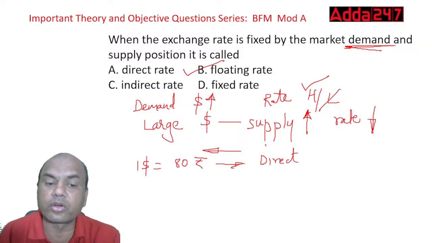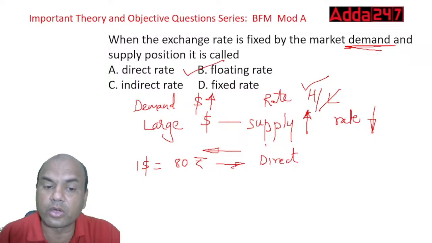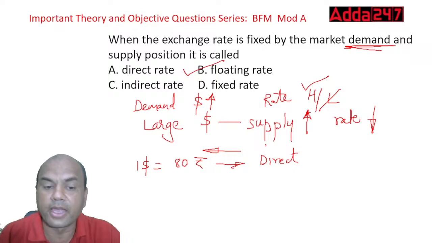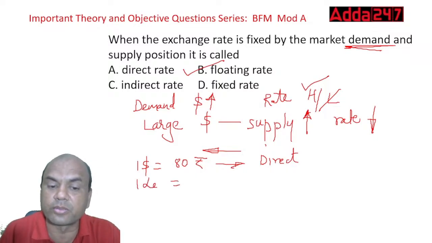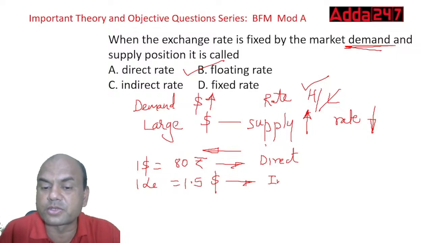Whenever your dollar, remember, the logic is simple. Your dollar is fixed and your rupee, the local currency, is fluctuating. It is called the direct rate. Indirect is the reverse. Suppose I give you £1 equals $1.5. So here what is happening? The dollar is fluctuating, so this is called the indirect rate. When your dollar is fluctuating, it is called the indirect rate.